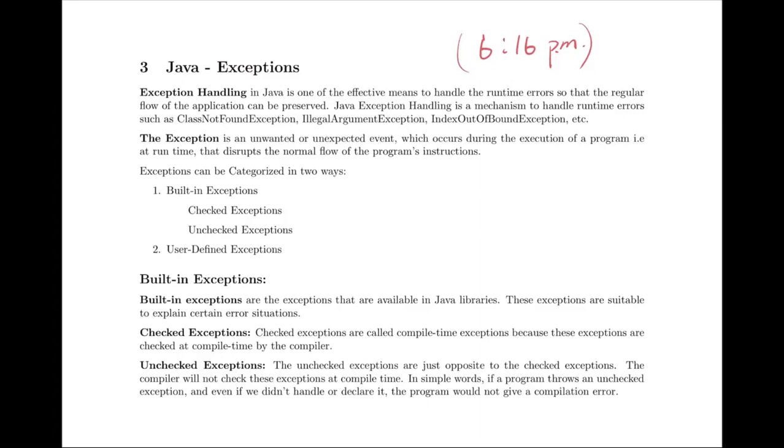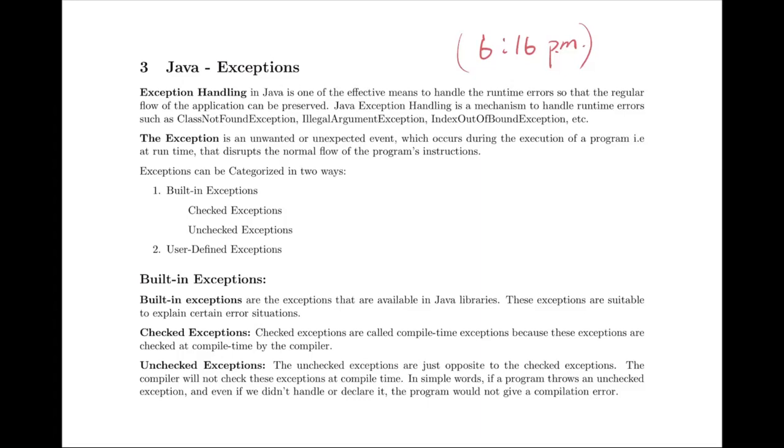So let's dive into the two types of exceptions. The first one is built-in exceptions. Built-in exceptions are divided into checked and unchecked exceptions. Checked exceptions are also called compile time exceptions because they are checked at compile time by the compiler. In contrast, an unchecked exception is a runtime exception. It's not a compile time exception, so the compiler will not check those exceptions at compile time.